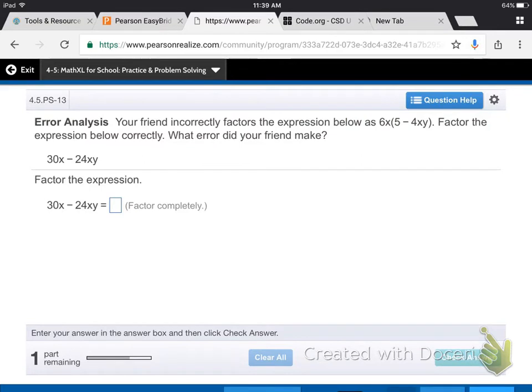Okay, boys and girls, here's a problem. It's called error analysis. And it says your friend incorrectly factors the expression below as 6x times 5 minus 4xy. We want to factor it and try to figure out what error our friend made. So let's factor it first by finding the GCF. That's where we start. The GCF between 30x and 24xy.